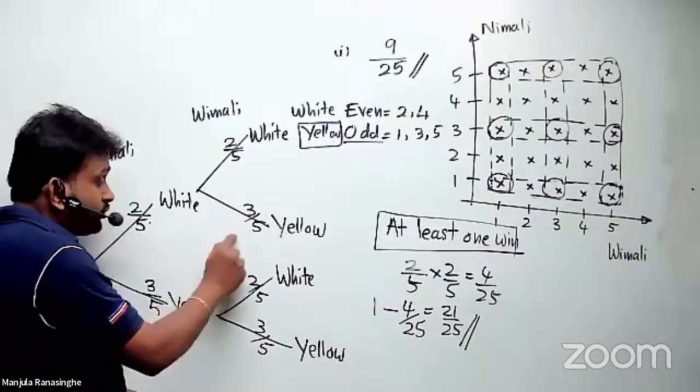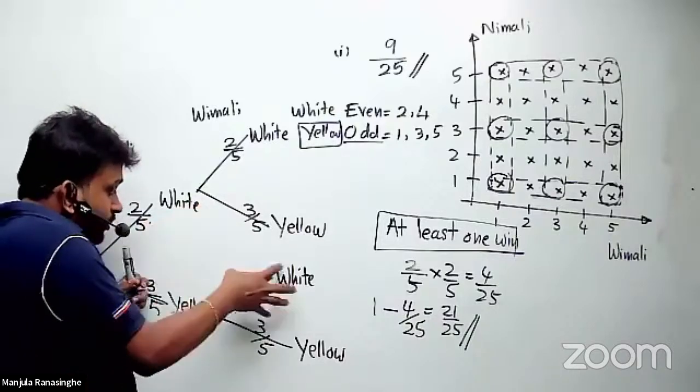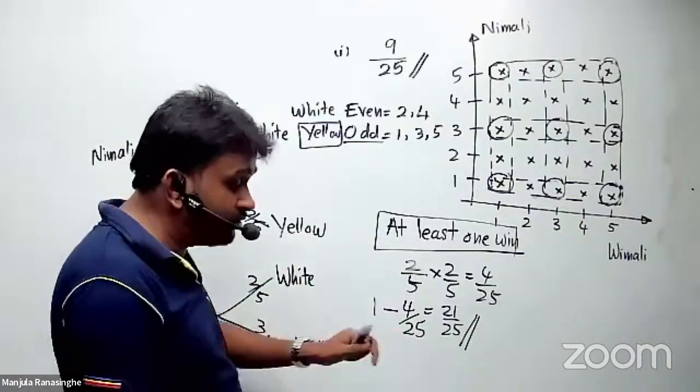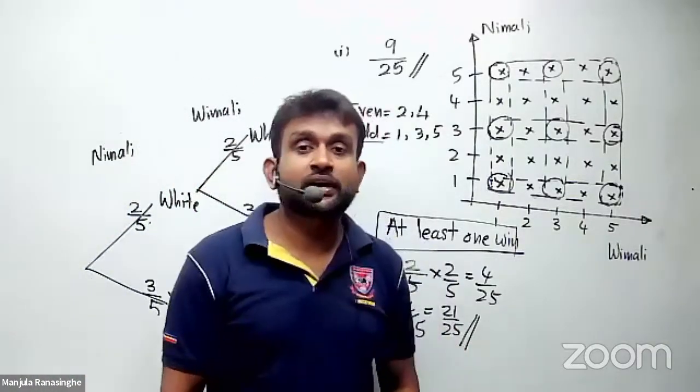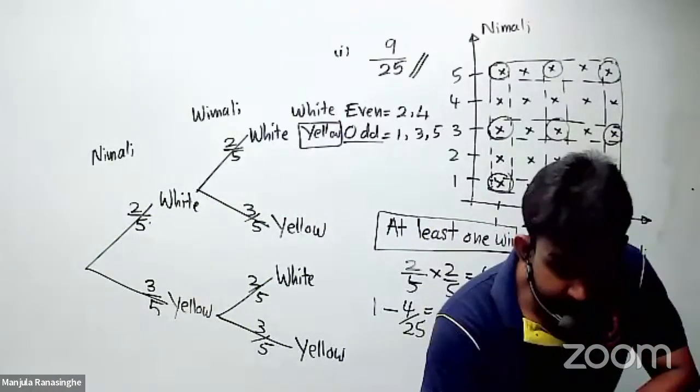4 paths are there. Here 1 path, here 2 paths, here 3 paths, and here 4 paths. So here you have 3 paths. Just multiply these probabilities and add the probabilities of these 3 paths. Then also you obtain the similar answer, 21 upon 25. Okay, you can complete the tree diagram.